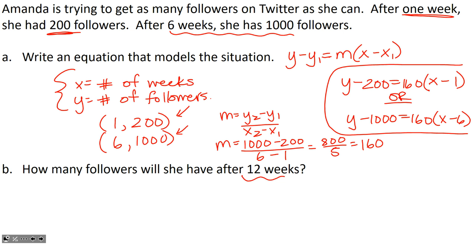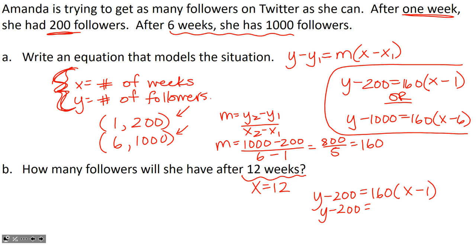Now, how many followers will she have after 12 weeks? If I look at 12 weeks and I go back to where we defined our variables, x is the number of weeks. So this tells me that x is 12. I'm going to pick either one of these equations. I'll just pick the top one: y minus 200 equals 160 times x minus 1. I just rewrote the equation, and I'm going to plug in 12 for x.